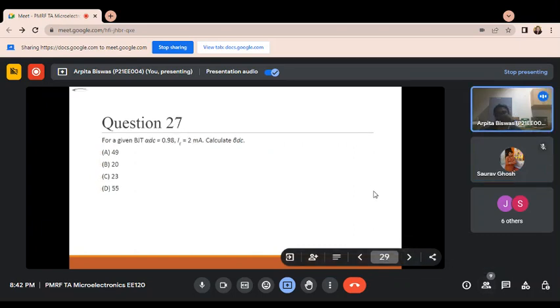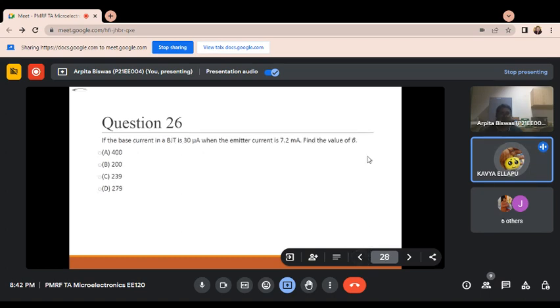So next we are moving toward question number 27. For a given BJT, alpha DC equal to, hello? Please come here. Ma'am, explain the previous one. Okay. Actually, we have to find out the beta. What is beta? This is the current gain. So IC by IB is the beta. Here the emitter current is given, the base current is given, so you can find out the IC.